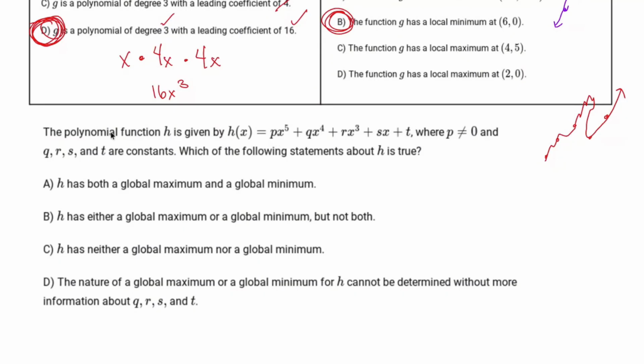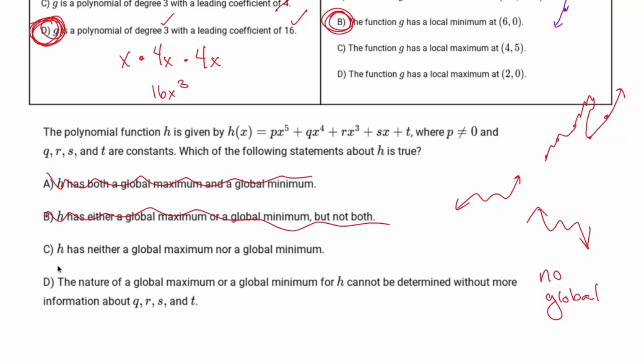So what we're guaranteed is a picture that's going to look something like this, or, so we're not guaranteed any absolute anything. Now they're using the word global. So what we do know is there's no global anything. Why? Because it goes down forever, it goes up forever, or it goes up forever, it goes down forever. So does it have both a global maximum and a global minimum? No. It has either a global maximum or a global minimum, but not both? No. It has neither a global maximum nor a global minimum? Yep. And the nature of the global maximum or global minimum for h cannot be determined without more information about q, r, s, and t?